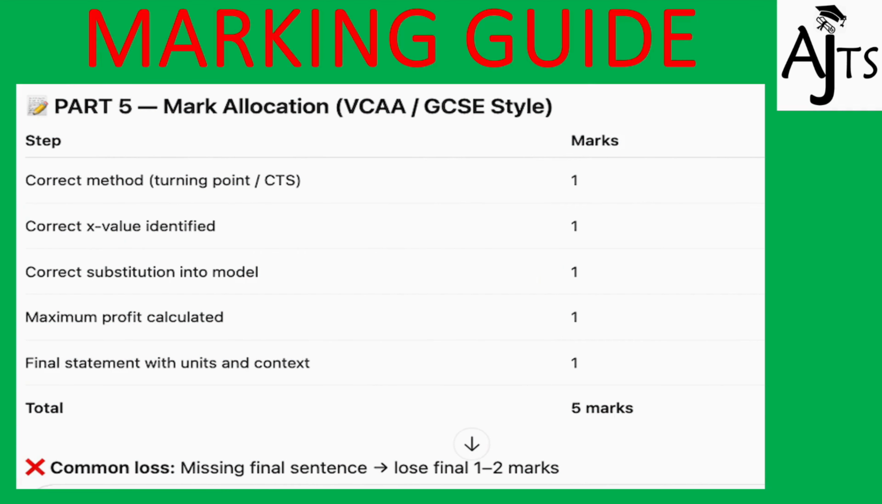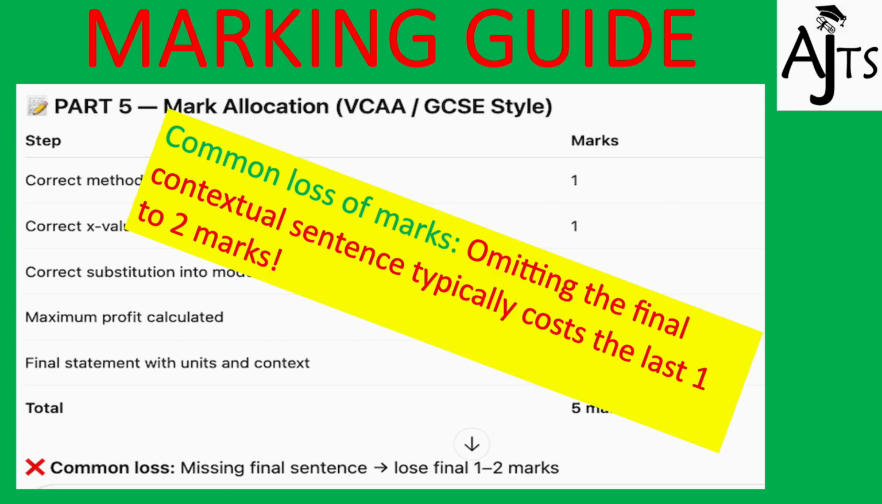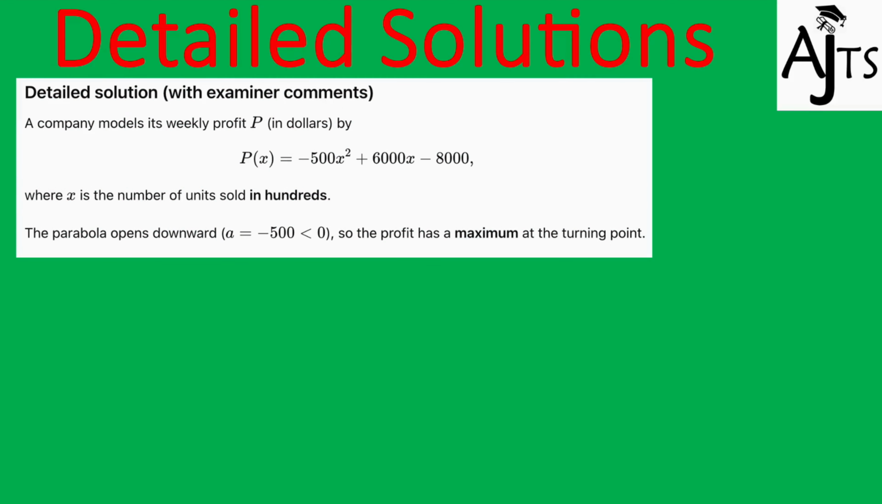Mark allocation summary: 5 marks. Correct optimization method used. Correct x value identified. Value substituted correctly into the model. Maximum value calculated accurately. Final answer stated clearly with units and context. Common mark loss: omitting the final contextual sentence typically costs the last 1 to 2 marks.